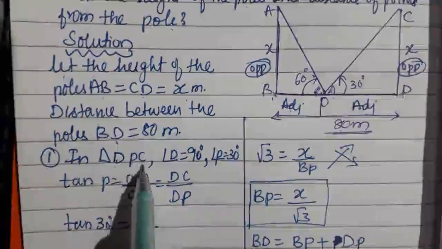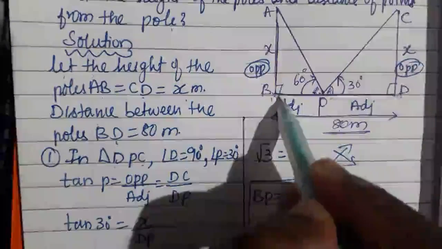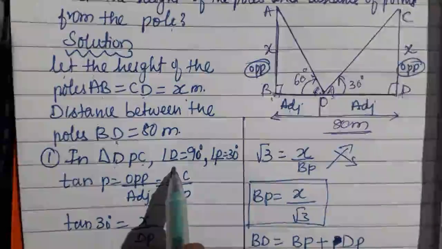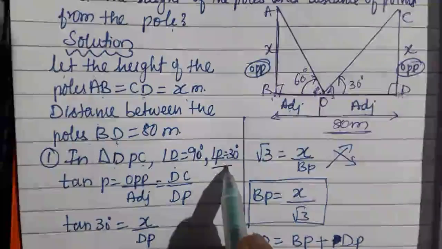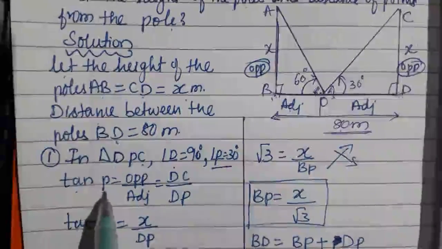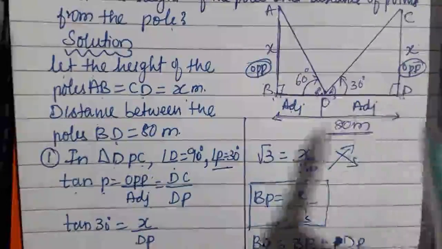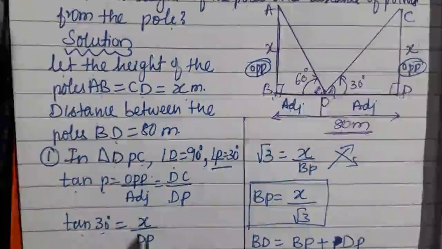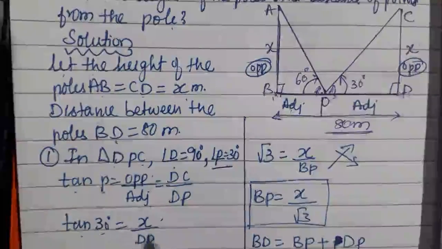In triangle DPC, angle D is 90 degree. Here angle B is 90 degree. So in triangle DPC, angle D is 90 degree, acute angle is 30 degree. Now I have to use opposite by adjacent. Tan P is equal to opposite by adjacent. Opposite is DC, adjacent is DP. So P is 30 degree. So tan 30 is equal to DC, we have taken it as x, by DP.